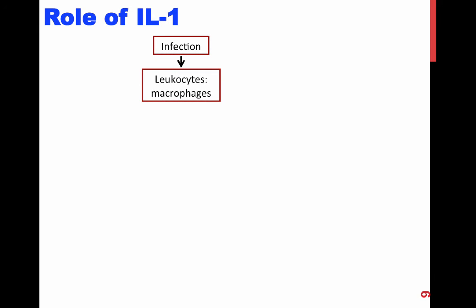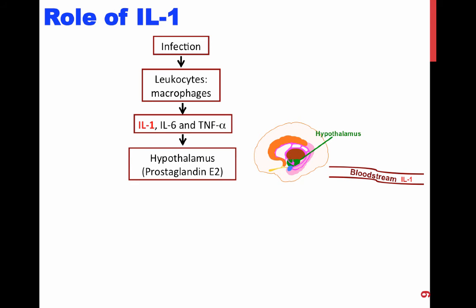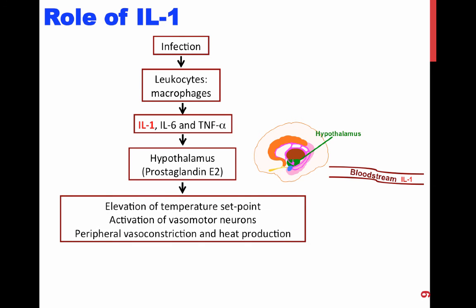In an infection, there is recruitment of macrophages and other leukocytes to the site of infection. Activating macrophages secrete several cytokines, such as interleukin-1, 6, TNF-alpha, and CXCL8. Interleukin-1 travels in the bloodstream to act on the hypothalamus and induce the production and secretion of prostaglandin E2, which leads to elevation of temperature set point, activation of vasomotor neurons, peripheral vasoconstriction and heat production, and the overall outcome, fever.